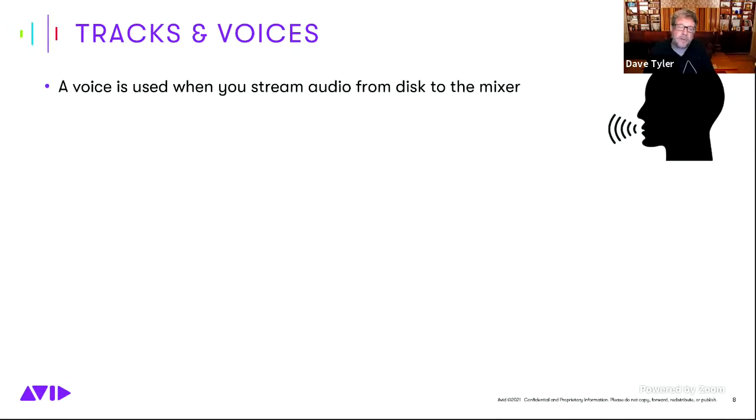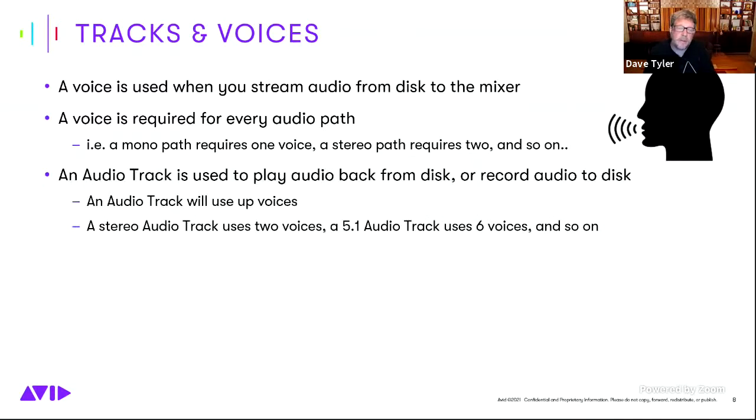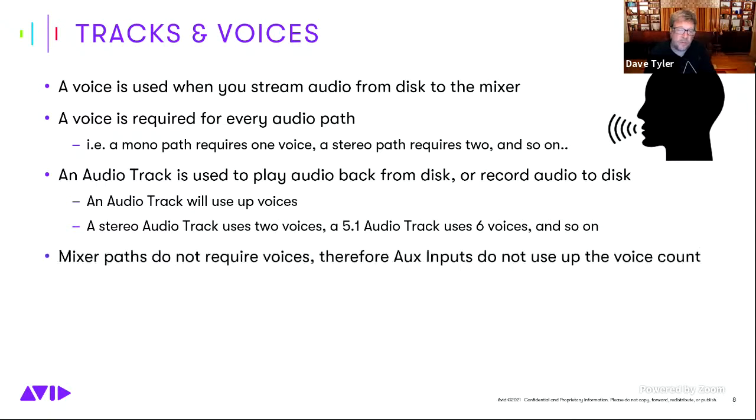In a Pro Tools system, we use the terminology of a voice, which is used to stream the audio from disk into our mixer. A single voice is required for every audio path. So a mono path is one voice, a stereo path is 2, 5.1 is 6 voices, and so on. In the Pro Tools world, it's an audio track that's used to play back that audio from disk. So a stereo audio track will be using 2 voices, and a 5.1 audio track will be using 6 voices. It's important to bear in mind that tracks and voices are not exactly the same thing. A mono audio track is 1 voice, but a single stereo audio track is 2 voices.